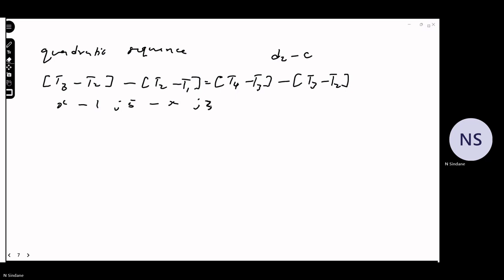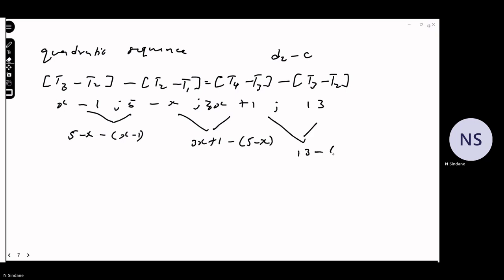This is 5 minus x, and we have 3x plus 1, which is this, 13. Right? And then I'll say this one minus this one. It will give me 5 minus x minus into x minus 1. Then this and that, it will give me 3x plus 1 minus into 5 minus x, and then here I'm going to have 13 minus into 3x plus 1. And then, from there, I can try to simplify. This will be 5 minus x plus 1. This will be 3x plus 1 minus 5 plus x, and then this will be 13 minus 3x minus 1. This will be 6 minus 2x.